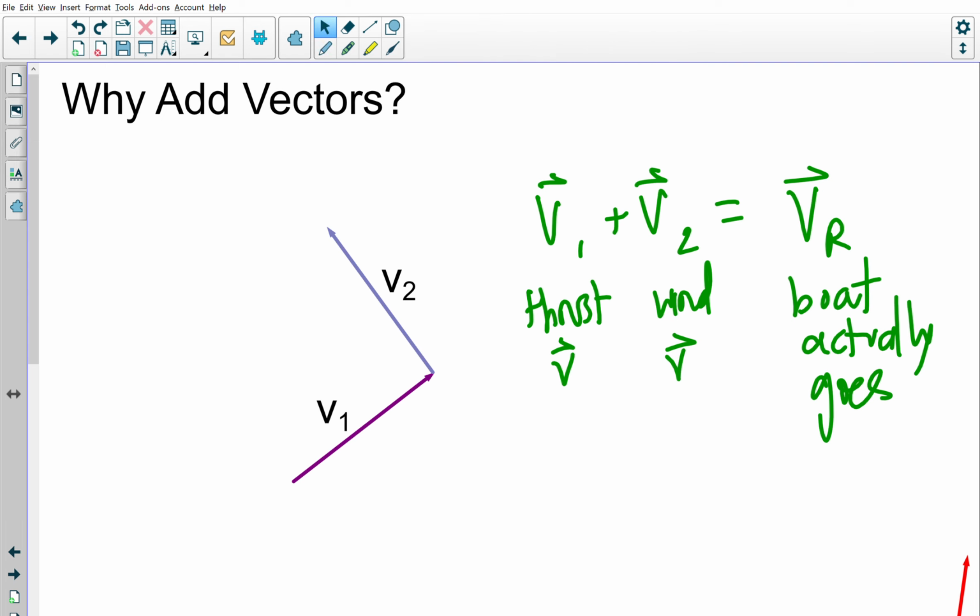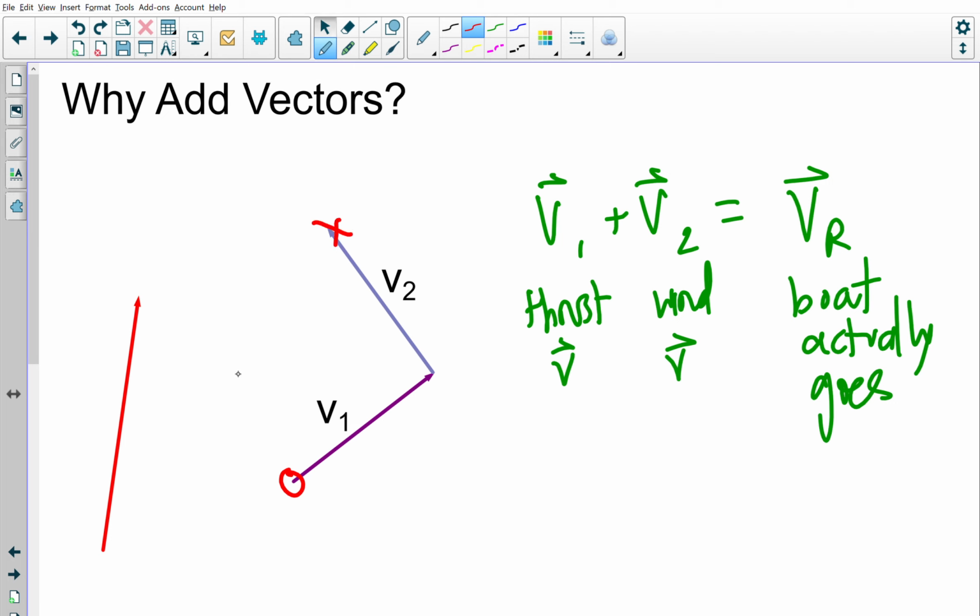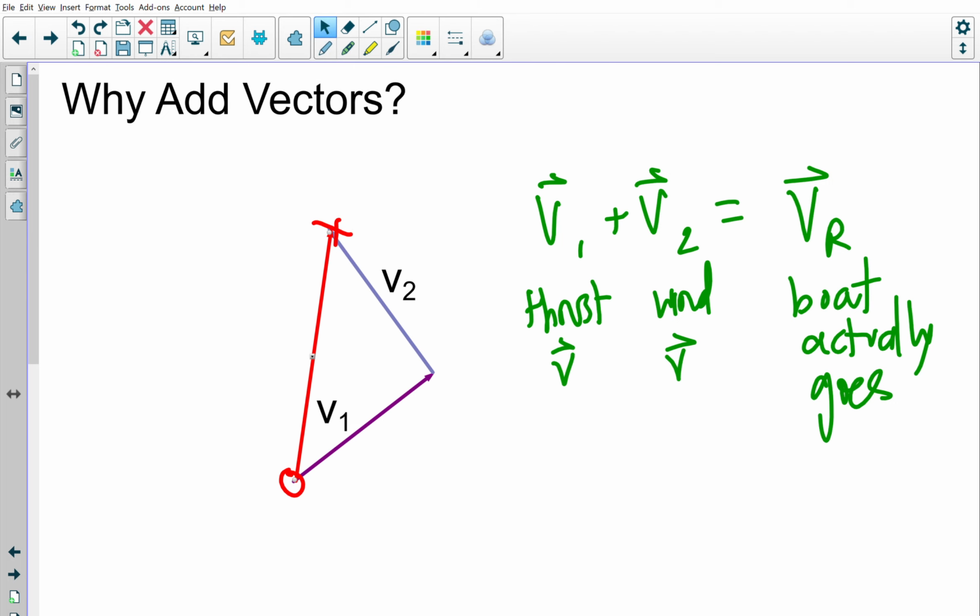And so here, by adding those, hey, let me not cheat. Circle the start, X the finish, bring that in here, boom. That's where the boat actually goes. That's the resultant velocity. I mean, that's a pretty cool thing. That tells you which way the boat will actually go.